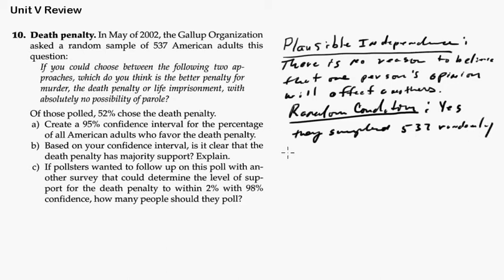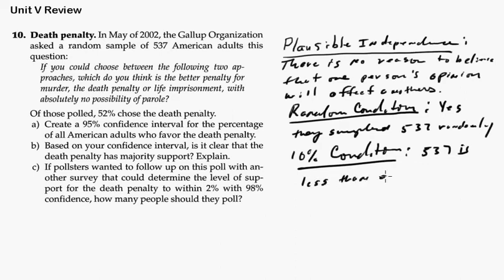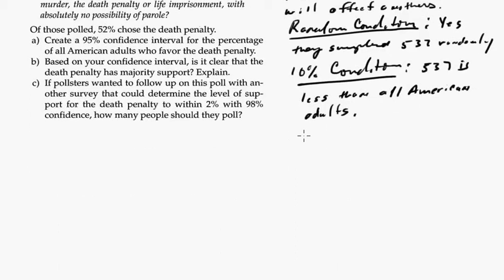Okay, 10% condition. So 537 is less than all Americans, adults. Okay, and then let's see, success failure condition.